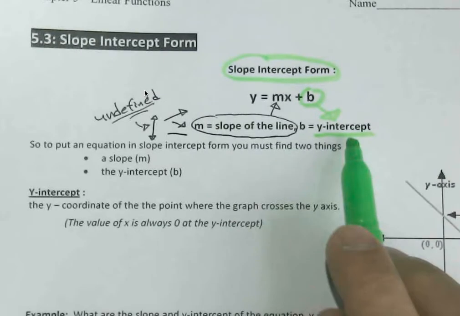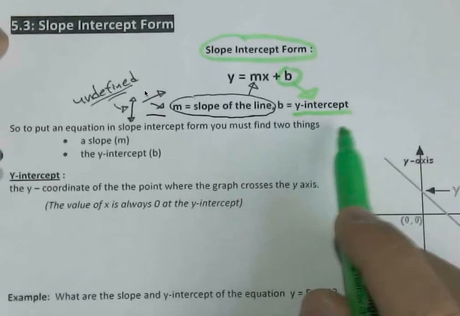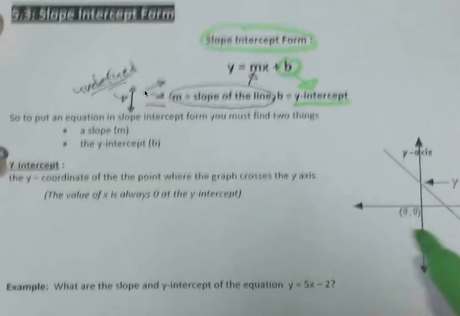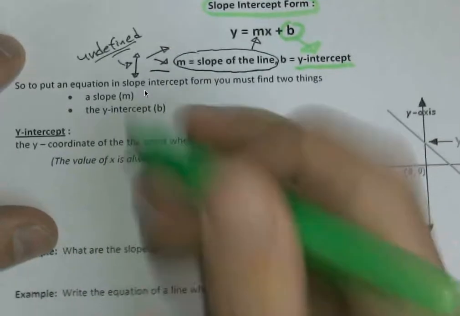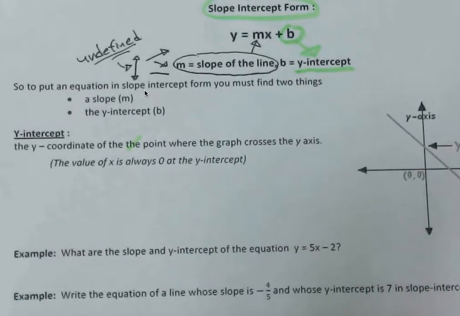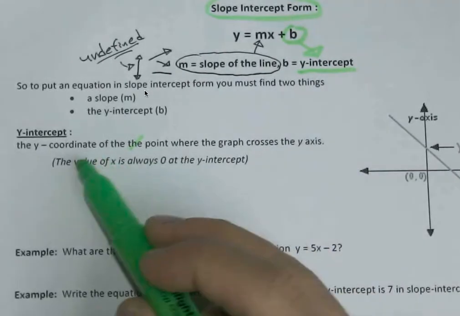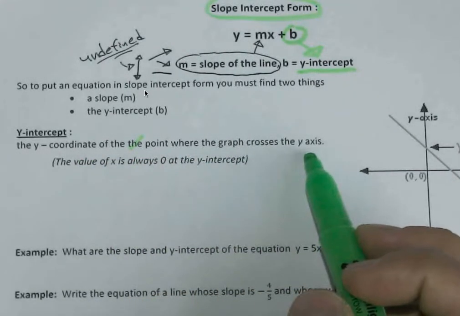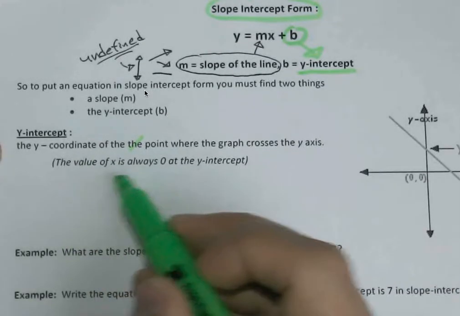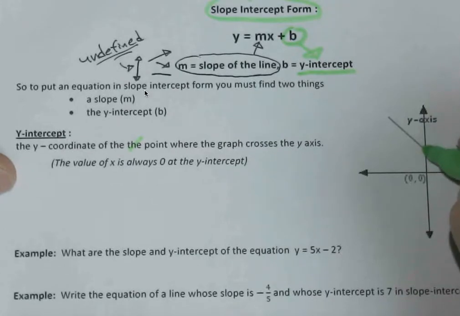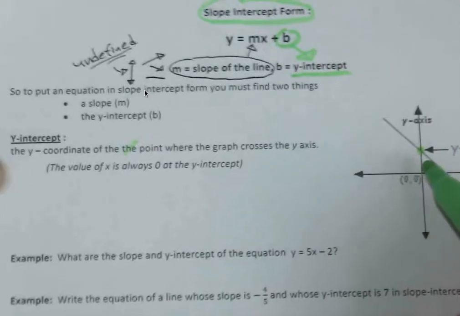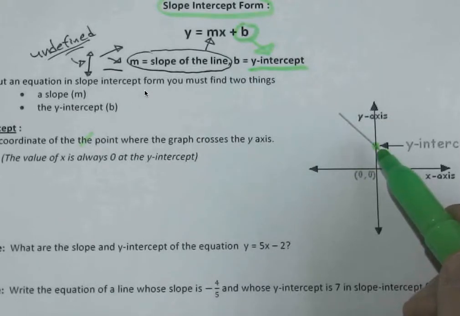Let's talk a little bit about the y-intercept, because we haven't seen that new bit before. Or maybe we have. Let's find out. The y-intercept is the y-coordinate of the point where the graph crosses the y-axis. Please note that the value of x is always 0 at the y-intercept. So the y-intercept is really just a good starting point for us to graph, and it's conveniently located on the y-axis as seen here in green.